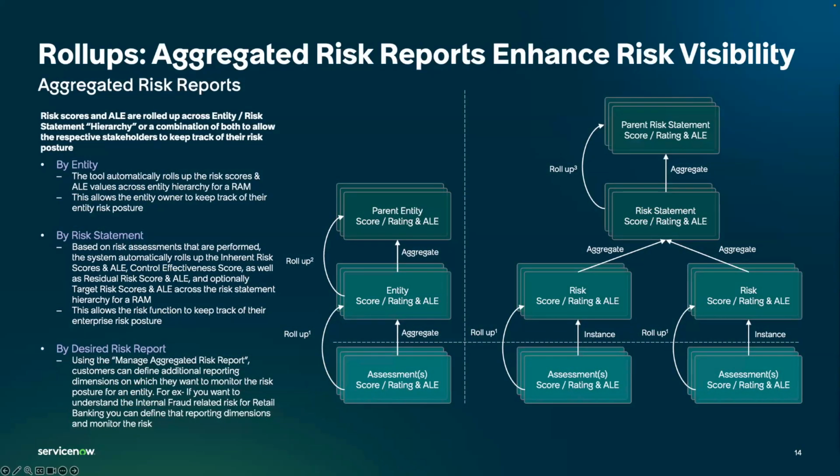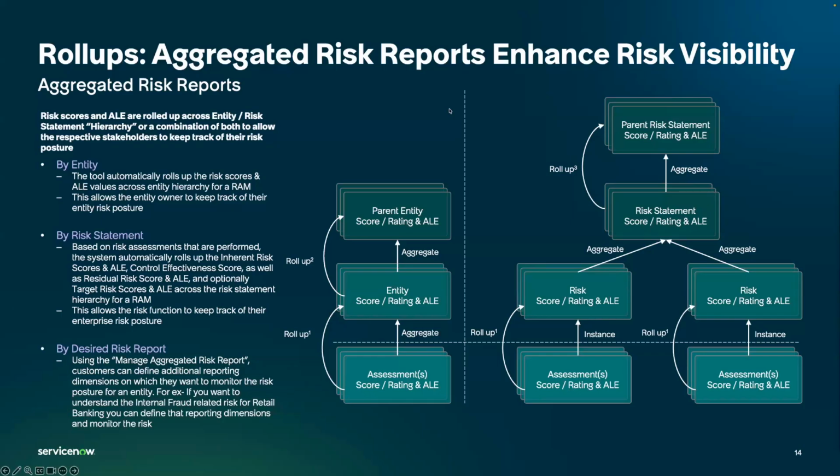All right, we have talked about risk scoring individual assessments. Now, let's see how those scores aggregate to give leadership the visibility they need. Risk scores are rating and yearly roll up across 2 dimensions: entity hierarchy, risk statement hierarchy, or both. Let's trace each path.